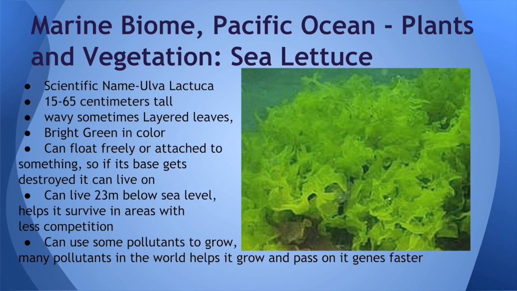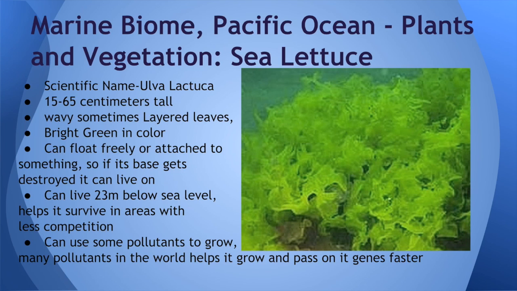The marine biome, the plants and vegetation, sea lettuce is the first one. The scientific name is Ulva lactuca. It is 15 to 65 centimeters tall. It has wavy and sometimes layered leaves. It is bright green in color, as you can see in the picture. It can float freely or attach to something, so if its base gets destroyed, it can live on, which is very helpful because soil or rocks, whatever it's in, will often move or get destroyed.